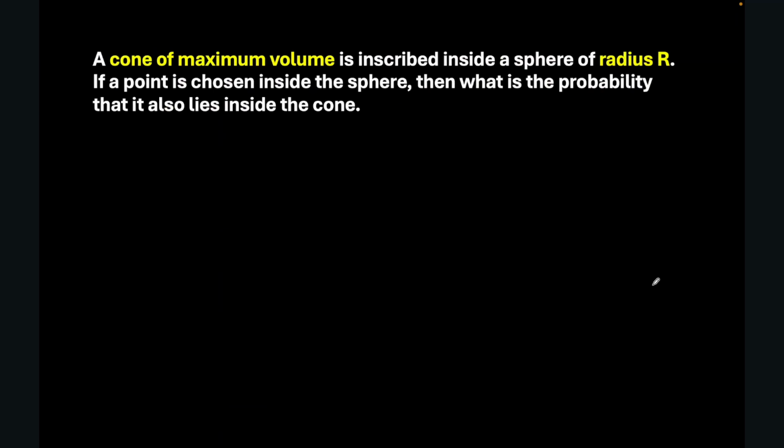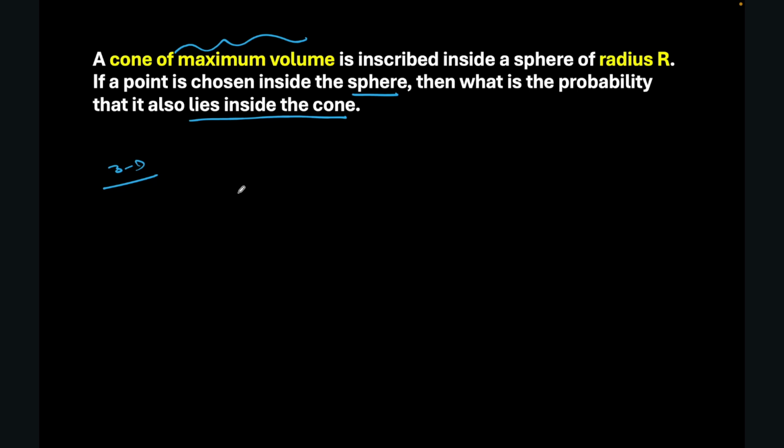Okay, so we're on to our final question for today's video, and we're asked that a cone of maximum volume is inscribed inside a sphere of radius r. If a point is chosen inside a sphere, then what is the probability that it also lies inside the cone? If you just pause the video and think about it, it's very similar to the question we had previously with the square and the circle. The only difference now is we're working in 3 dimensions, and we're told that it is a cone of maximum volume. That means we have to maximize the cone as per the situation.